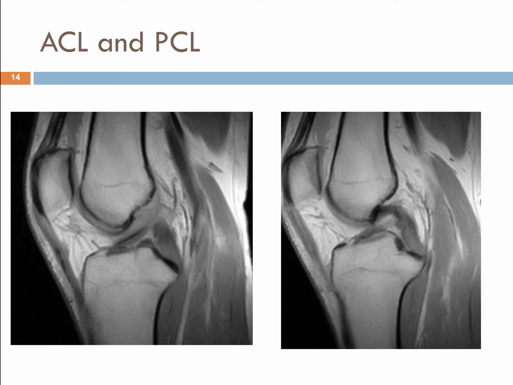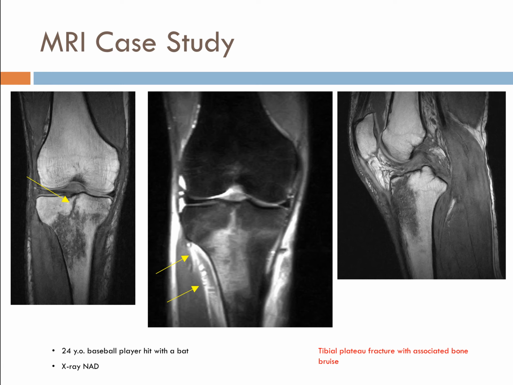You can see that because they don't have much water in them and no fat, of course, because they're ligaments, they should be nice and black on these images, but in these ones where they've snapped, they're not black. They've got signal throughout. There's a lot of inconsistency, and both the anterior and posterior cruciate ligaments are gone.